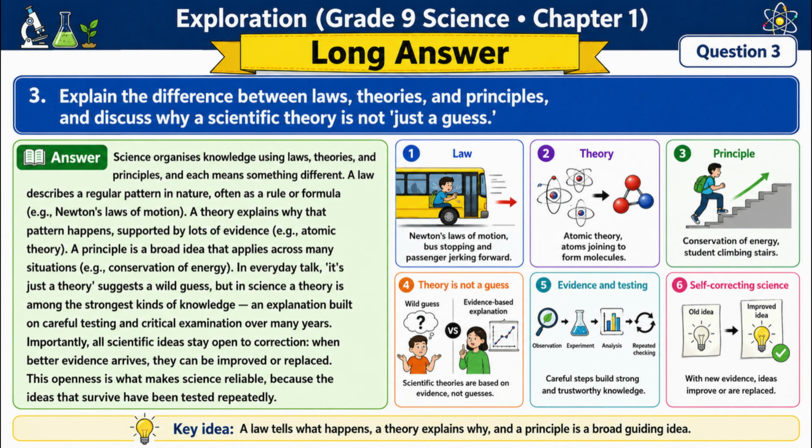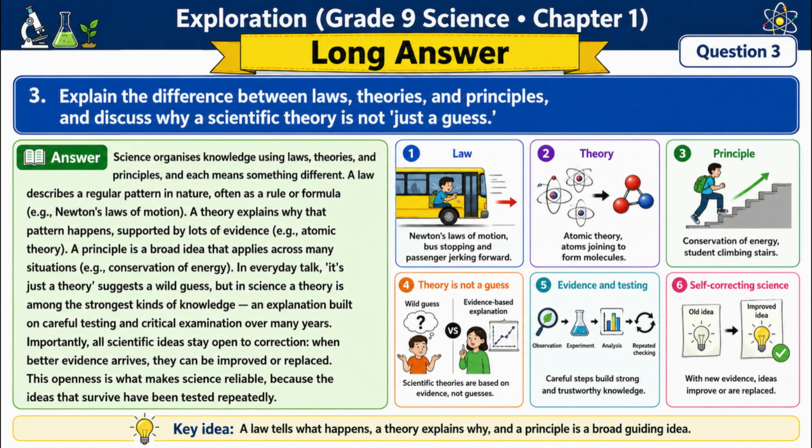3. Explain the difference between laws, theories, and principles, and discuss why a scientific theory is not just a guess. Science organizes knowledge using laws, theories, and principles, and each means something different. A law describes a regular pattern in nature, often as a rule or formula, for example, Newton's laws of motion. A theory explains why that pattern happens, supported by lots of evidence, for example, atomic theory. A principle is a broad idea that applies across many situations, for example, conservation of energy.